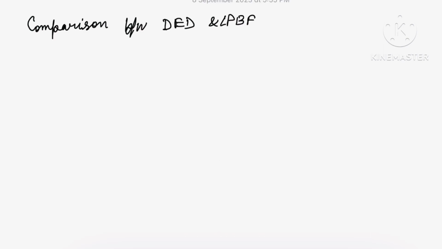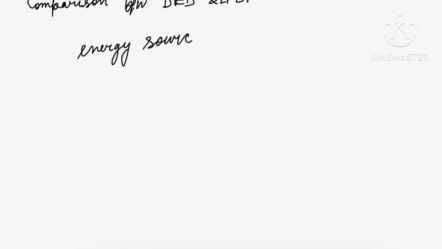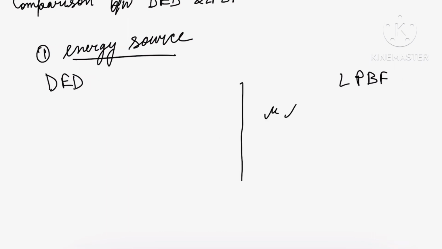So let's start with the first basic unit, which is the energy source. For DED and LPBF, laser is used as an energy source. However, arc and electron beam can also be used for these two systems, but in this video we will be focusing on the laser only. So LPBF is known for its micron level accuracy.